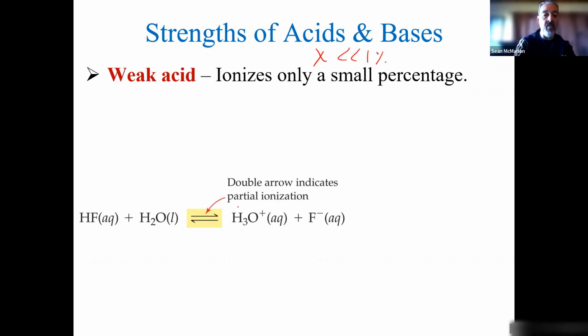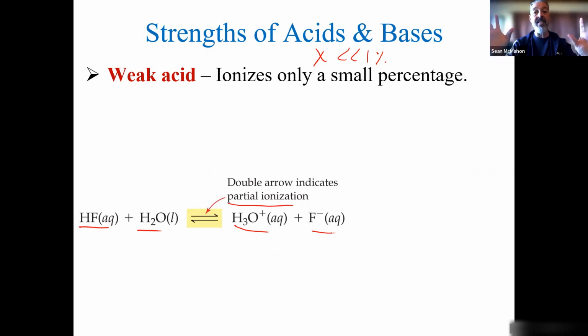So what do we show? Well, because there's partial ionization, we show the double arrow. And the double arrow means equilibrium, dynamic equilibrium. So I have the hydrofluoric acid and water as reactants moving in the forward direction. And then I have the hydronium and the fluoride moving in the reverse. The rates of the reactions are equal. That's a dynamic equilibrium, but it doesn't mean I have the same concentrations.